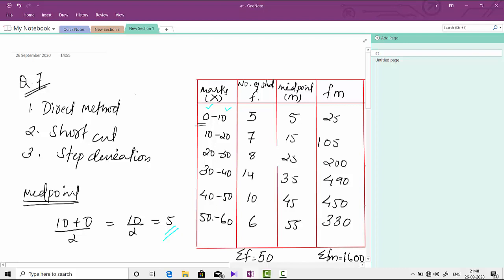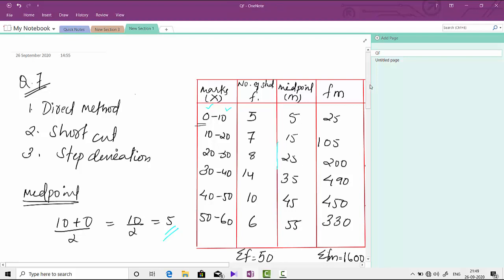The good thing here is that the difference is 5, and in most cases the difference will always be 5. Therefore, if between 0 to 10 the midpoint is 5, the next interval is going to be 5 more as well. So you can do 10 plus 5 is 15, 20 plus 5 is 25, 30 plus 5 is 35, 40 plus 5 is 45, 50 plus 5 is 55. That way you can make the midpoints: 5, 15, 25, 35, 45, 55. So this is your midpoint.